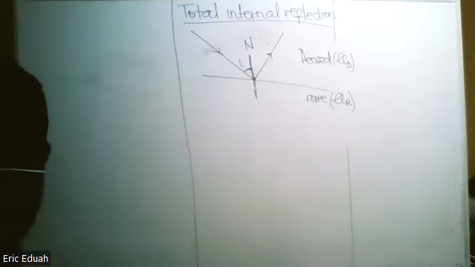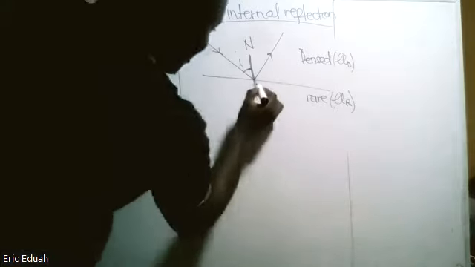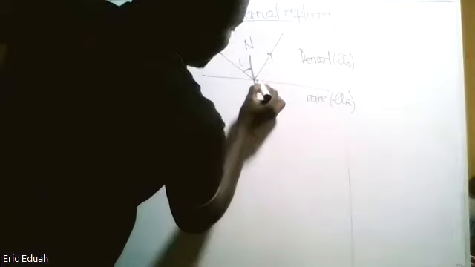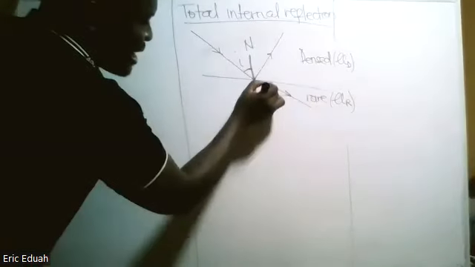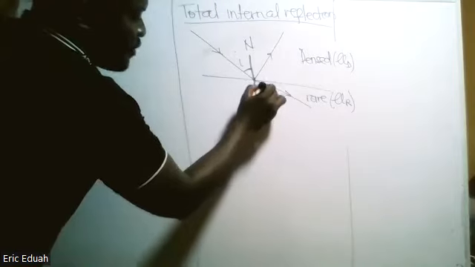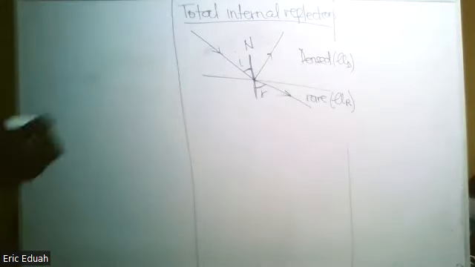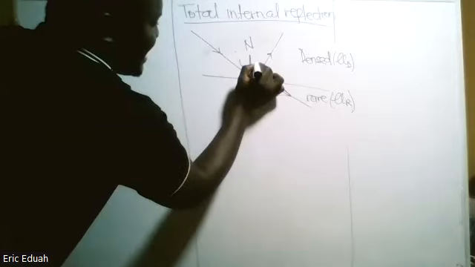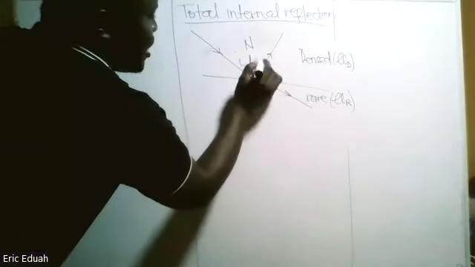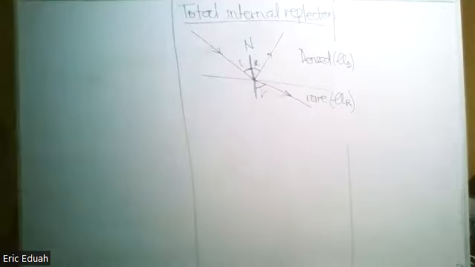Away from the normal. Yes, away from the normal. And so this is the angle of refraction, r. This is the angle of reflection, r, which is actually also equal to i, the angle of incidence.